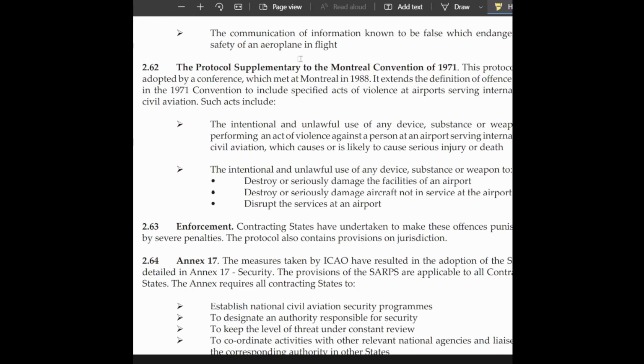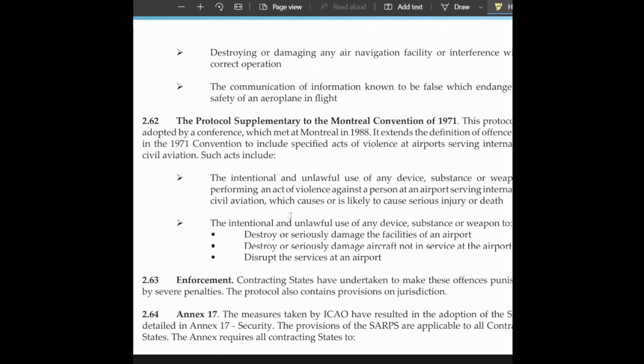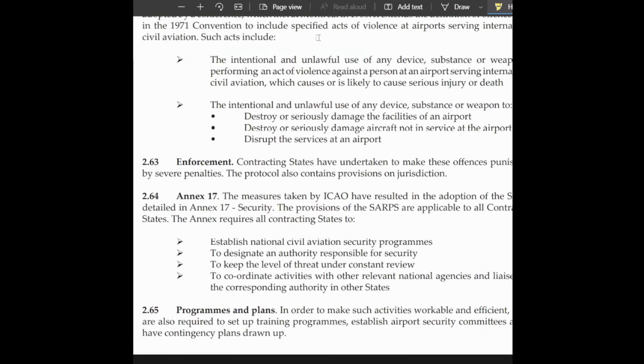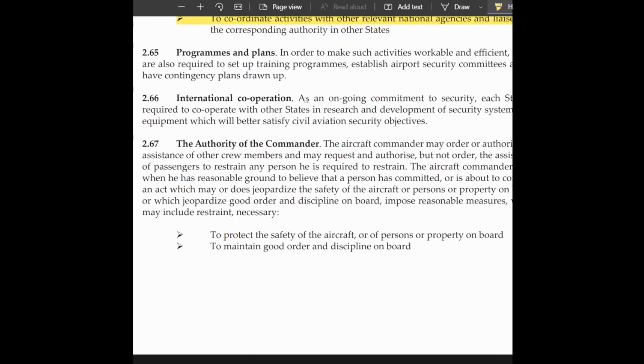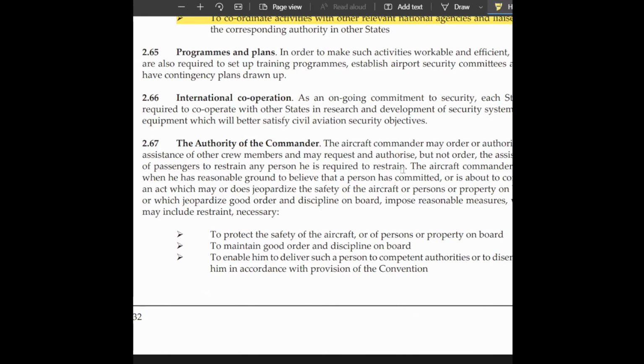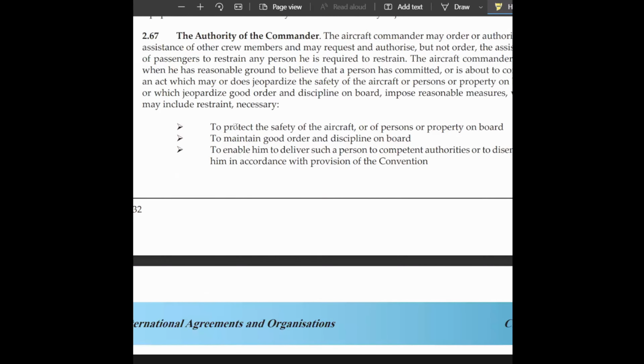And yeah, that should be sufficient. This you can just read, not too important, otherwise you'll get confused. Okay, Annexure 17 deals with security. Again, a couple of points that you can read. Again, not important, not important, not important. Oh, wait, actually, this is important.